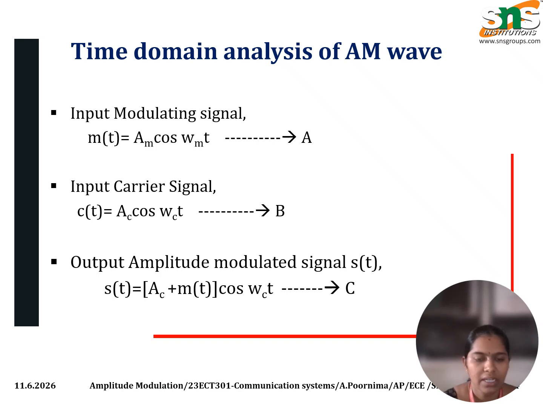Since we discussed that the amplitude of the carrier is varied according to the message signal, Ac is varied according to the M of t. Therefore, Ac plus M of t into cos omega c t. We are not going to do anything with the frequency of the carrier. We are just keeping cos omega c t as it is, only the Ac is modulated according to the M of t. Therefore, the amplitude modulated signal equation will be Ac plus M of t into cos omega c t.